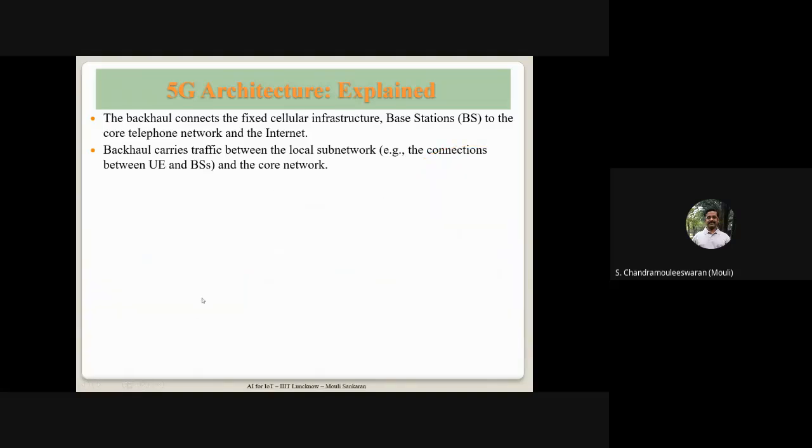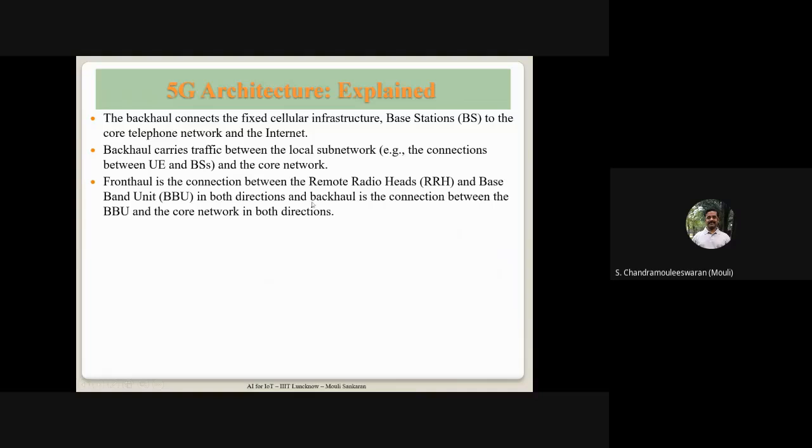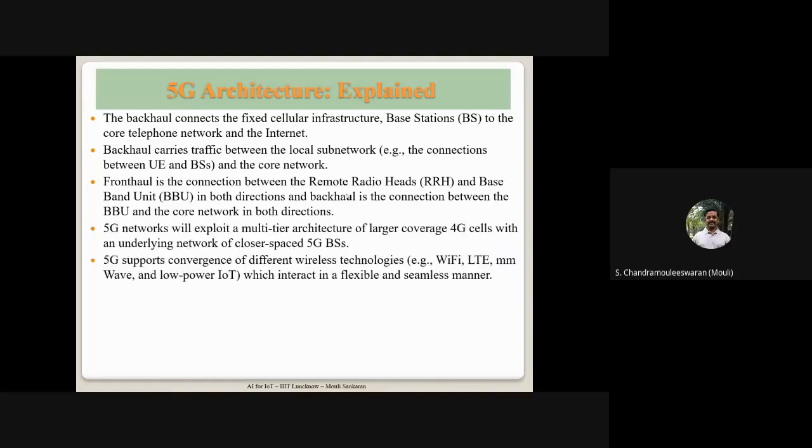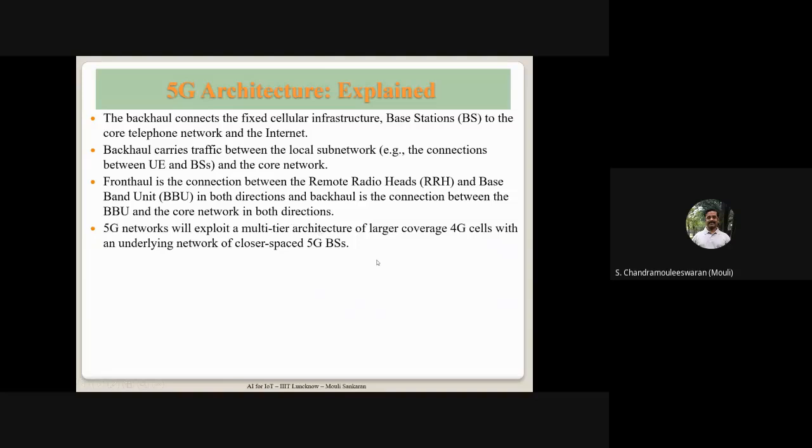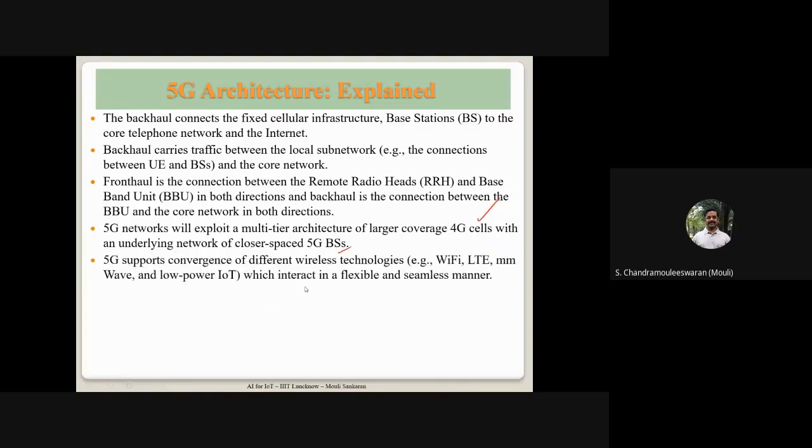So you should know these names so that you have a better idea when you see some pictures giving this connectivity. Remote radio heads are called base stations in the 5G world, and then baseband unit is which connects multiple RRH. They use multi-tier architecture. That means they use 4G cells for long range. They use even Wi-Fi and multiple 5G. They use Wi-Fi, LTE, millimeter wave. Millimeter wave is the high band wave, what I mentioned, 28 gigahertz to some 54 gigahertz or something.